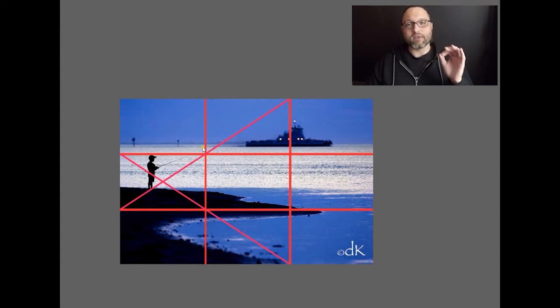So if it's a little bit off, it's okay. It's only when it's off by a lot. So this was well done. Point of interest, your eye goes right to it. Point of interest, eye right to it. Horizontal. It was a good shot by DK.